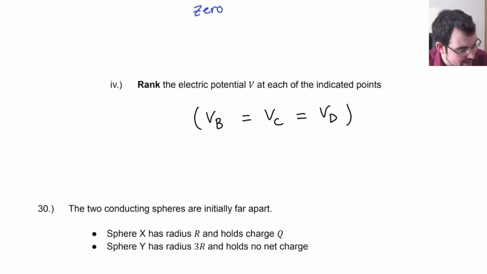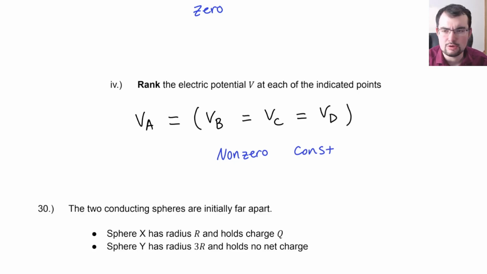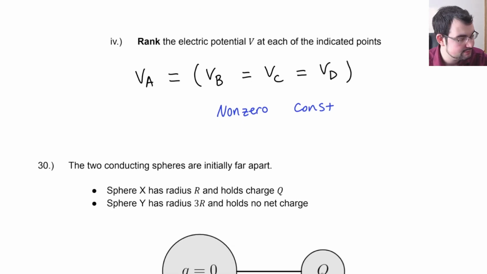So A is actually at highest potential, and you can think of that as, well, A is just the closest to the positive charge. And we should actually write here that this is probably a non-zero constant, assuming you define potential in the usual way. So it's going to be some non-zero positive constant.